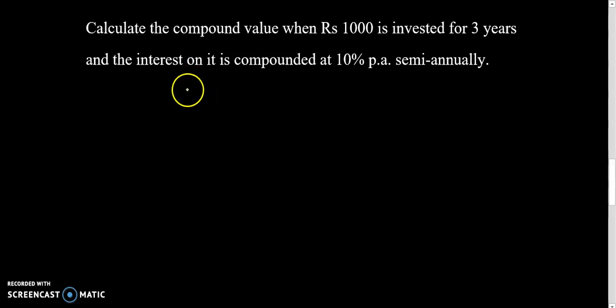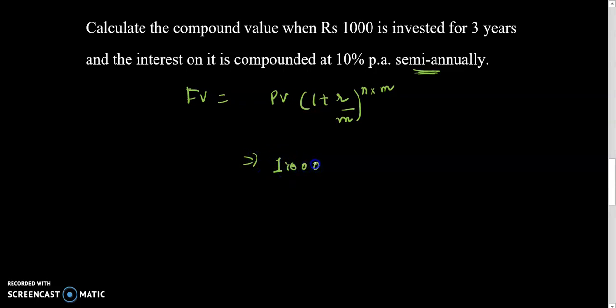so future value equals present value times 1 plus R divided by M, raised to the power N multiplied by M. M is the number of times compounding is done in a year. So if it is semi-annually, compounding is done 2 times in a year. After every 6 months, interest is paid. So present value, initial outflow is 1000. 1 plus R, 10% is the rate for a year, annual rate of interest, and compounding is done 2 times in a year, so divided by 2. And for 3 years, there would be 6 compounding periods.